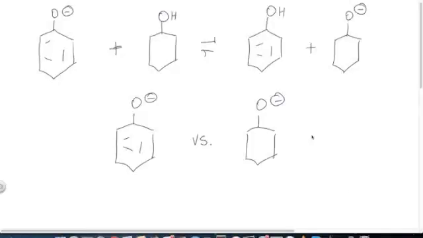So up until now, when we were talking about acid-base reactions, we were comparing anions or conjugate bases where the negative charge was on different atoms. We were comparing O minus versus N minus or F minus versus Br minus. But what if the negative charge is located on the same atom, as we observe in this reaction above?